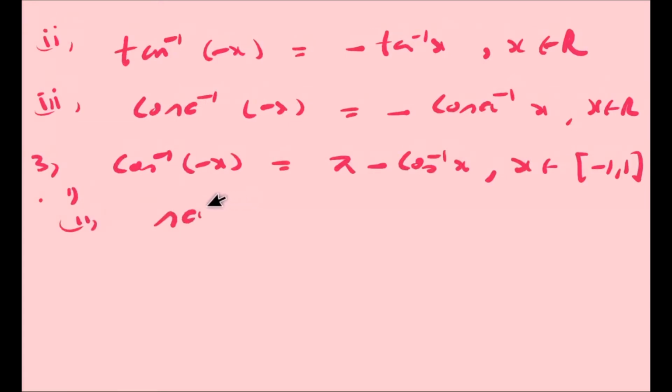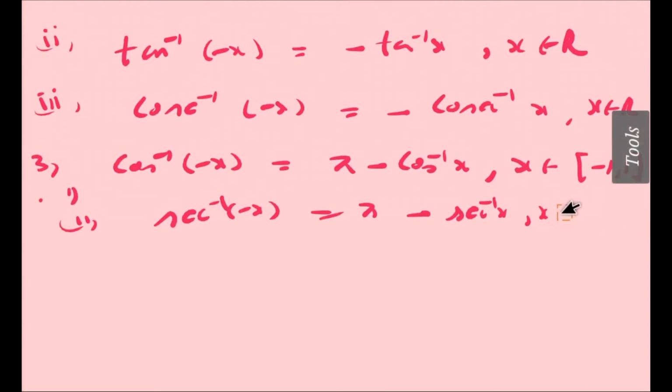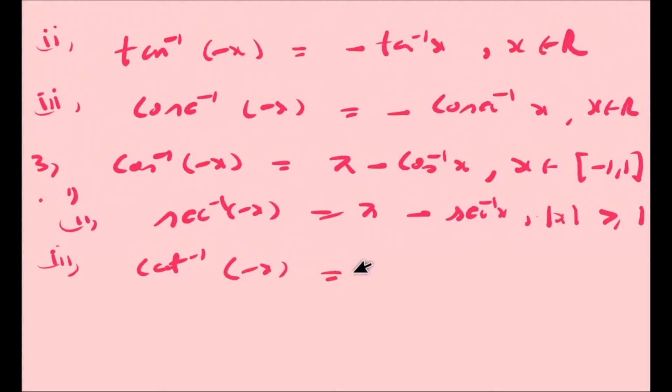Similarly, sec inverse also we can take in the second quadrant, where mod x is greater than or equal to 1, and the third one, cot inverse minus x equals pi minus cot inverse x, x belongs to real numbers. It also we can take in the second quadrant, right?